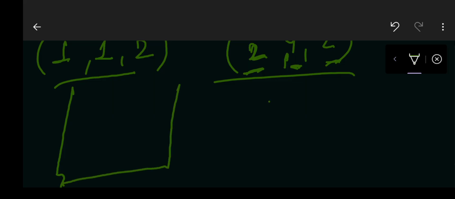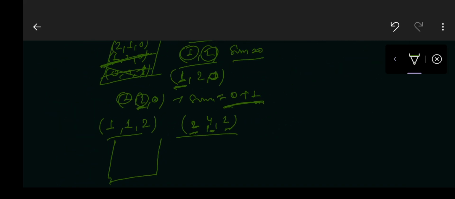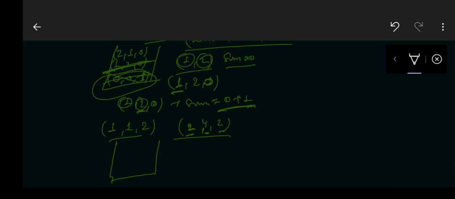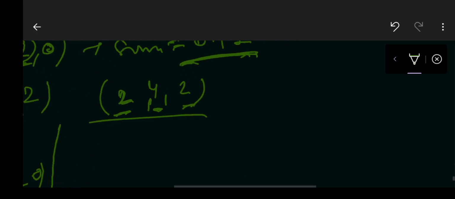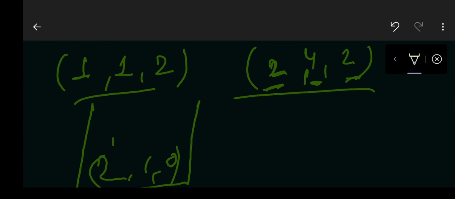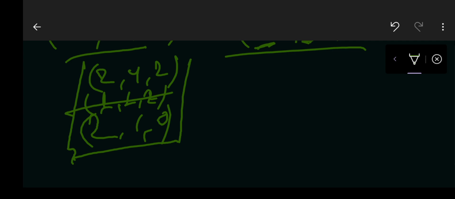Okay, so we'll push it into the priority queue. So 0, 0, 1 was done. This is also done now. So 2, 1, 0 is left, and then we are going to push these two nodes, 1, 1, 2 and 2, 4, 2. Now you take 1, 1, 2, because this is the frontmost element in the priority queue.